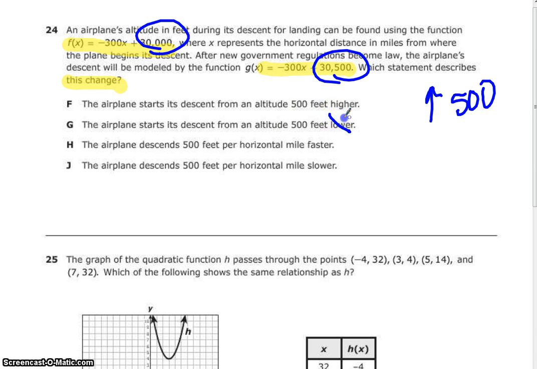So 500 feet higher, maybe. 500 feet lower, no. Faster, maybe. Slower, no. Okay, so now, was that number the starting point or the speed that it was happening? It's your y-intercept. What have I told you about y-intercept? Y-intercept is always the starting point. Slope is the speed. This was y-intercept. It's the starting point, so it starts its descent from 500 feet higher.